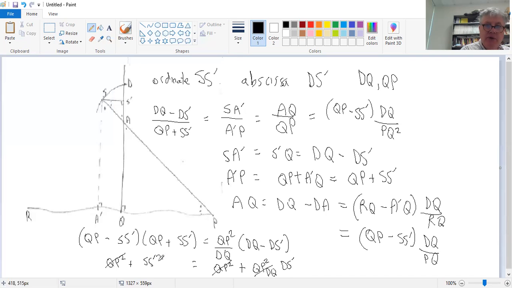We have got the ordinate squared equals QP squared on DQ times the abscissa. But QP squared on DQ is just a constant, right? It didn't depend upon which point S we chose. So if we did a different point down here, we would still get the ordinate squared equals that constant, that parameter, times the abscissa. So that means we have a parabola, and this QP squared on DQ is the latus rectum of our parabola.